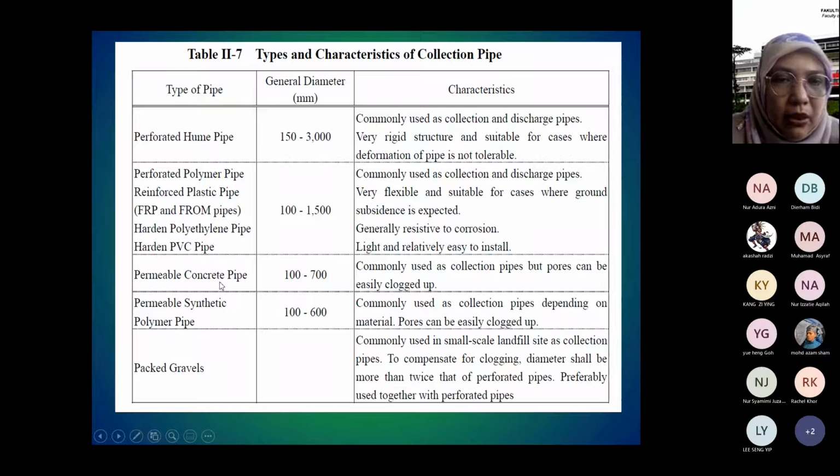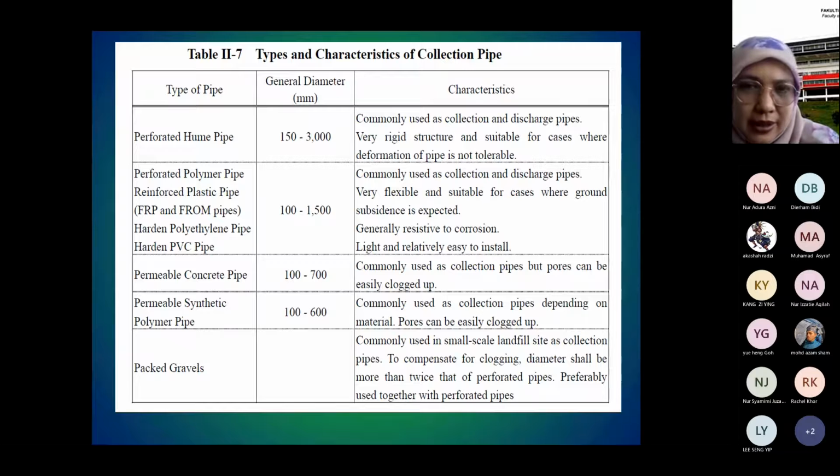Then we can also use permeable concrete pipe, commonly used as collection pipes, but the pores can be easily clogged up. So there's some drawback to using concrete pipes. Permeable synthetic polymer pipe and packed gravels can also be used. Can you imagine, the pipes would be placed at the bottom of the cell, and sometimes waste can clog up the perforated pipes. So that's a problem.